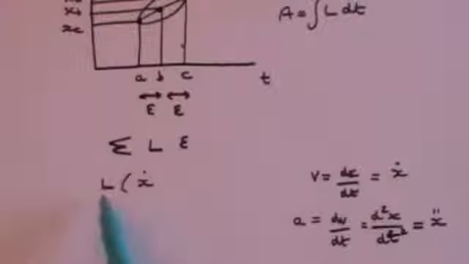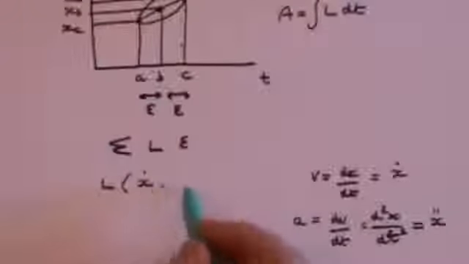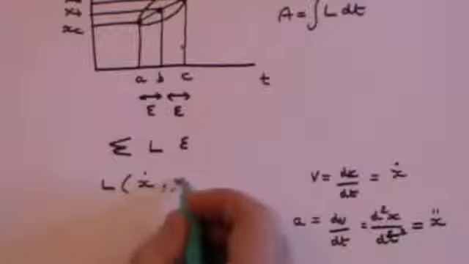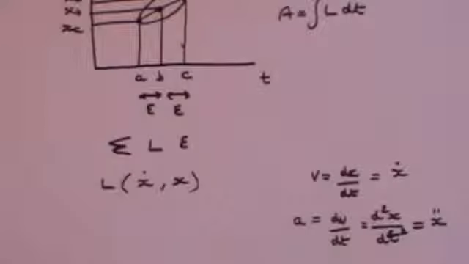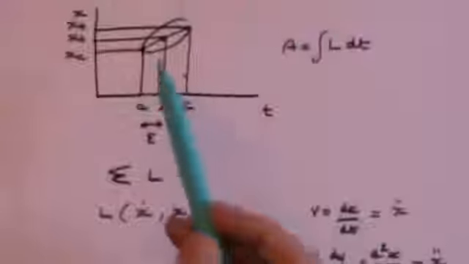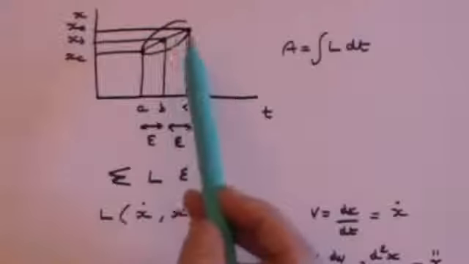So we can say that the Lagrangian is a function of velocity because it's a function of kinetic energy, and that's x dot. And we can also say that the Lagrangian is a function of potential energy, and potential energy is a function just of distance, x. So the Lagrangian actually has 2 variables associated with it, velocity and distance.